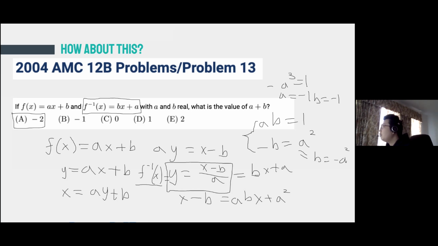Any other questions? Basically, once I found this, I equate the two equations. I find the two equations, and then what I do is I plug one of them into the other, because that's usually what happens, and then I get the answer of A and B, and then I find the answer.